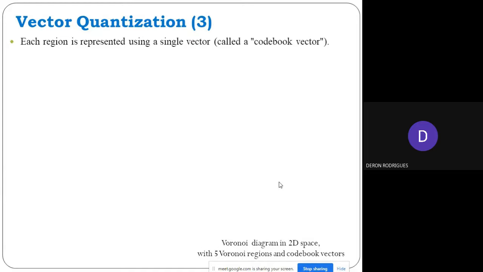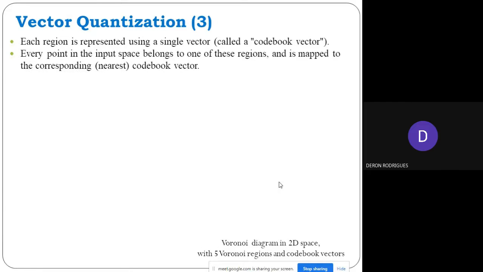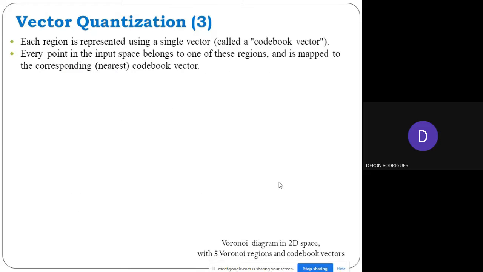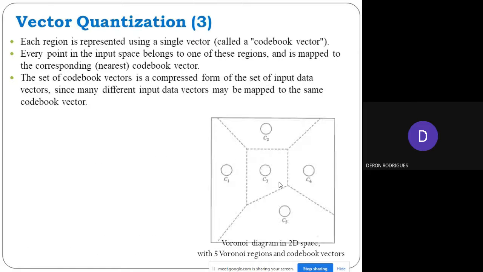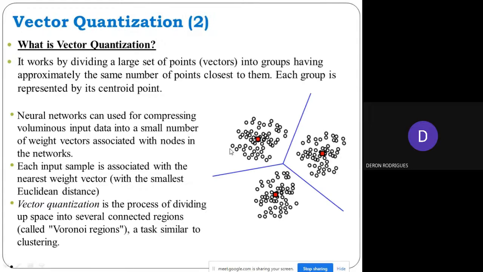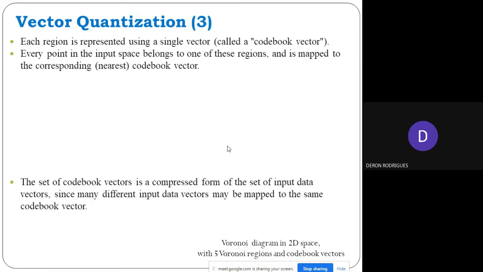Now, each region is represented by a single vector called the codebook vector, and every point in the pattern space belongs to one of these regions and is mapped to the corresponding codeword vector. So in this previous case also, there was a code word vector. This was the centroid point. That is nothing but the code word vector. Or sometimes, if you do not want to use the centroid point, you can use some other code word vector as well.